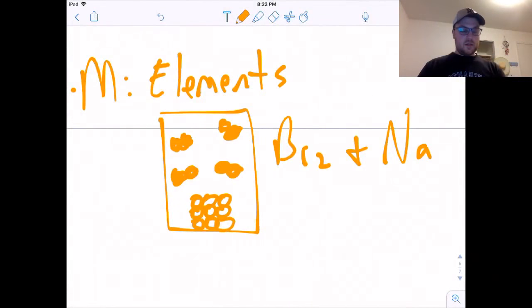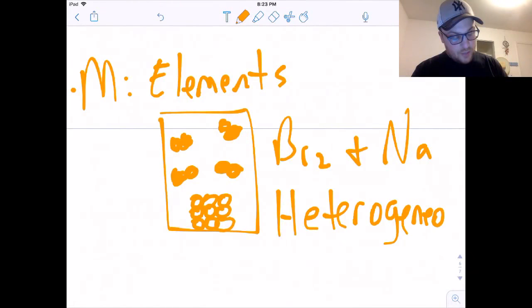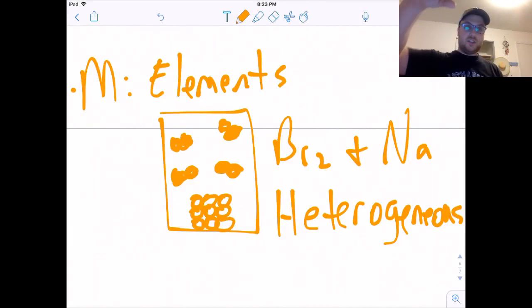And this is an example of a heterogeneous mixture, because since that solid chunk of sodium is just sitting at the bottom, I can just go in and pluck it out without having to boil off anything or use any complicated processes. Sodium is not distributing itself evenly and uniformly amongst the bromines. I can just kind of pluck that out.